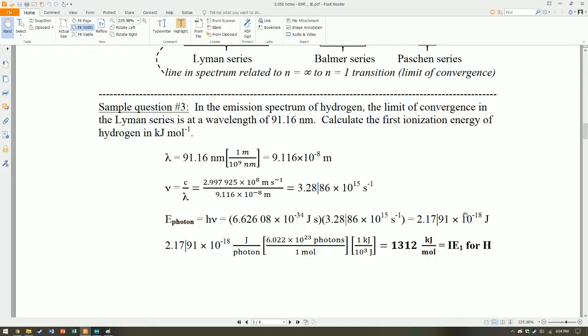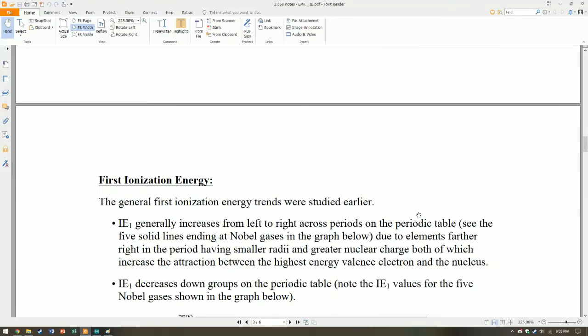Since this is just per photon, and we want it in kilojoules per mole of photons, that's the amount of energy required to ionize one hydrogen atom. What about a mole of them? Then we multiply this by 6.022 times 10 to the 23, and converting it to kilojoules, we get this number here.